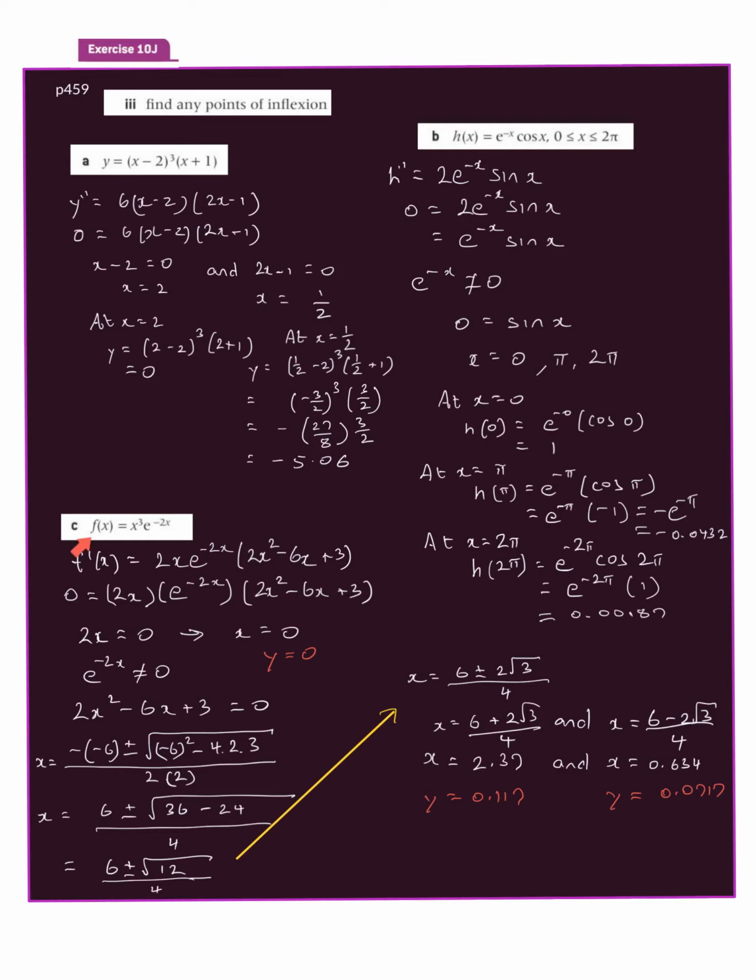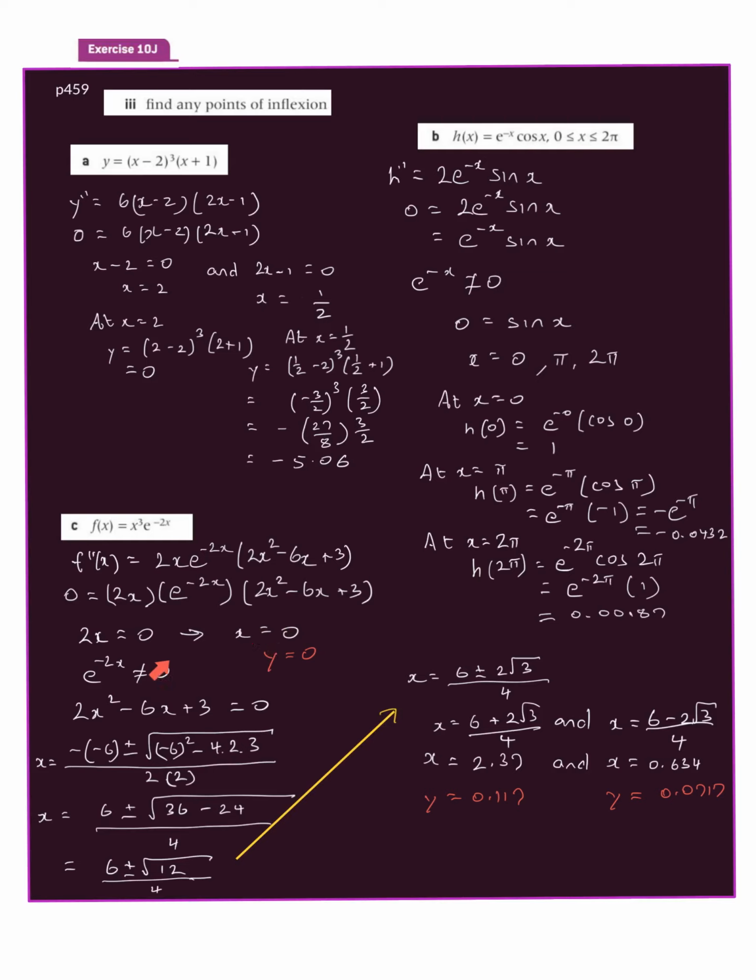Let's have a look at part c. Well, I copied the second derivative from the previous page, and now we know that the points of inflection would be where the second derivative equals 0. So I've broken it up into 3 parts here. We've got the 2x, we've got e to the minus 2x, and we've got this. Now, if any one of these equals 0, this would be true. So 2x equals 0 implies that x equals 0. When x equals 0, y equals 0. So there's a point there.